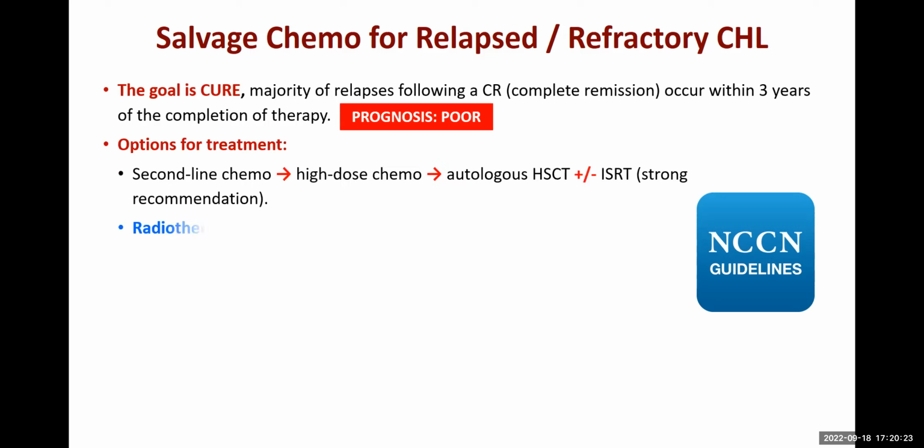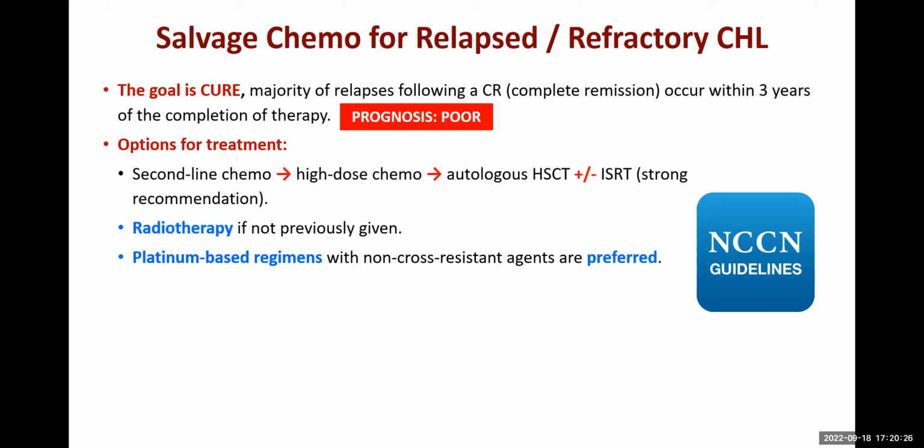So options for treatment: second line chemo, high dose, autologous stem cell, and strong radiation therapy, all of these therapies. This is a strong radiation. It will help. It might not cure the patient. Our goal is to cure the patient. So we might achieve our goal in some cases, and we might not achieve it in some cases, okay?